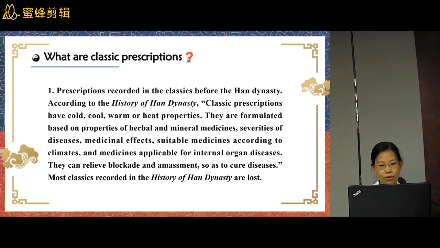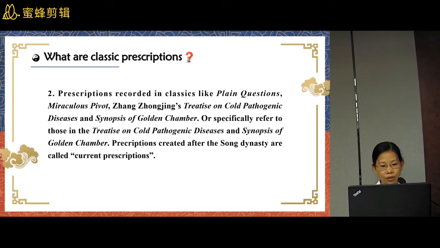But other classics recorded in the book remain, such as Huangdi's Internal Classic and Treatise on Cold Damage and Miscellaneous Diseases, which contains Treatise on Cold Pathogenic Diseases and a synopsis of Golden Chamber. Hence the second opinion. Classic prescriptions refer to those recorded in these classics, or especially those in the Treatise on Cold Pathogenic Diseases and the synopsis of Golden Chamber. Prescriptions that appeared after the Song Dynasty are called current prescriptions.